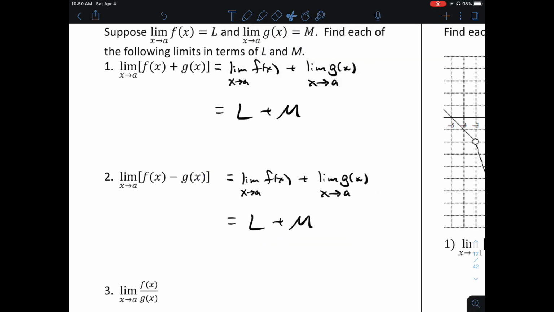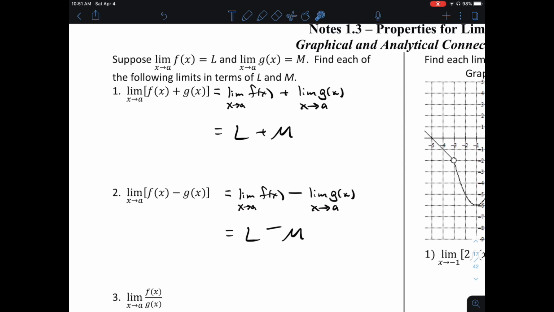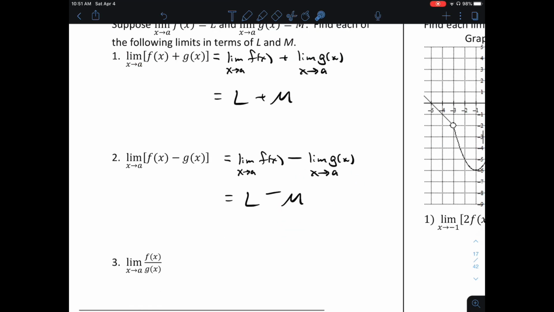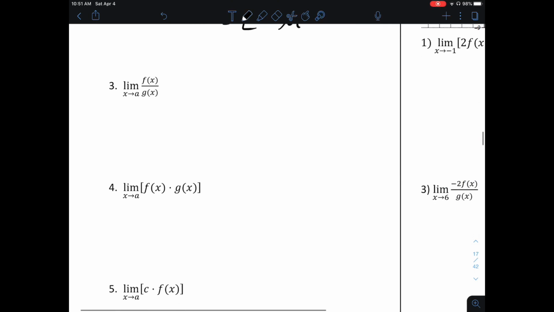If you are subtracting in your argument, like so, if you wanted to, sometimes it's easier to break it apart as the limit of the first function minus the limit of the second function. You evaluate each of those limits the way that you would normally do it. And once again, we know that this is approaching L because we're told that up here, and this limit is approaching M because we're told that up here.